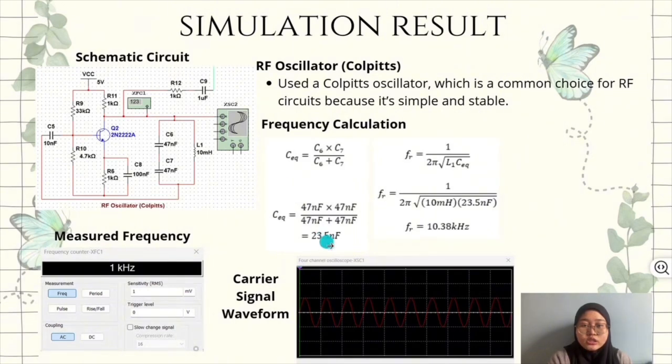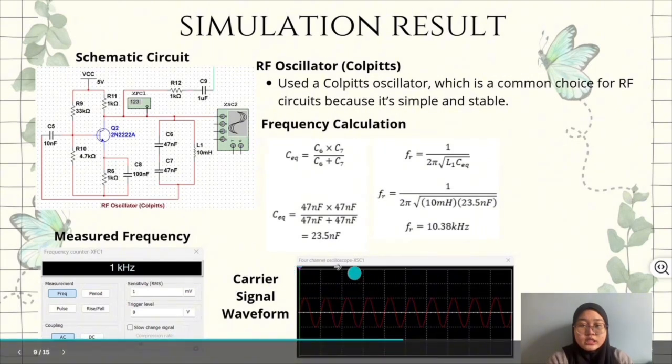which is 23.5 nanofarad. Then using the inductor L1 equal to 10 mH, the resonant frequency FR here, we get the value around 10.38 kHz. When we run the simulation, the measured carrier frequency fluctuates slightly around 1 kHz. Here is the waveform generated by the RF oscillator.